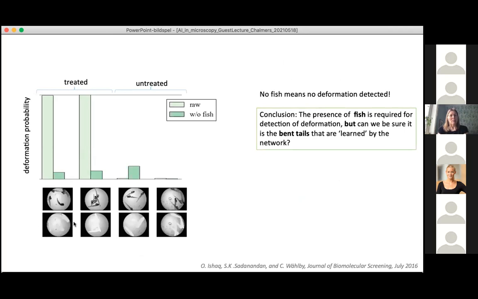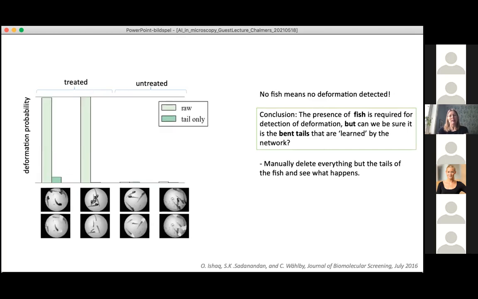So if we input images without fish, we get no deformation. So the presence of fish is required for the detection of deformation, which is a good thing. It would have been really suspicious if it could detect deformation if there were no fish in the well. So that was good, but we could still not really know if it was these bent tails that were learned by the network. So what we did next was to manually delete everything but the tails of the fish to see what happens. So we fed the network only with fish tails.